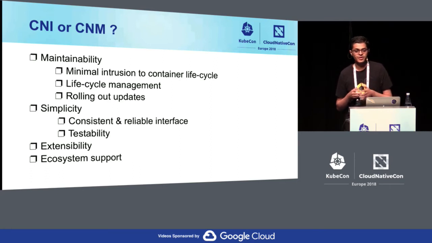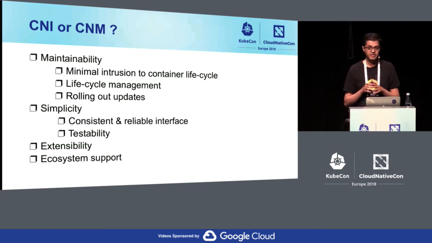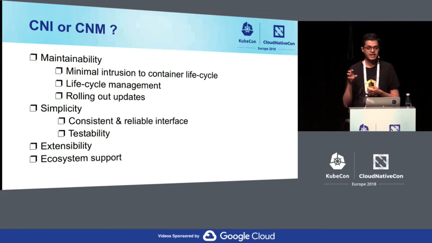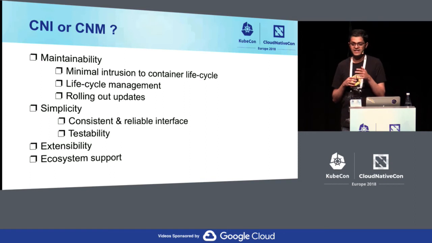So the most important thing for us is being minimally intrusive to containers lifecycle. So what this means is that if our orchestrator dies for whatever reason, we don't want that to affect the availability of our container and its traffic. So containers should still be able to function normally from a networking perspective if the plugin dies. And we don't want to be in the business of managing the lifecycle of these plugins themselves, because then you will have to write a supervising process, which makes it even more complicated.